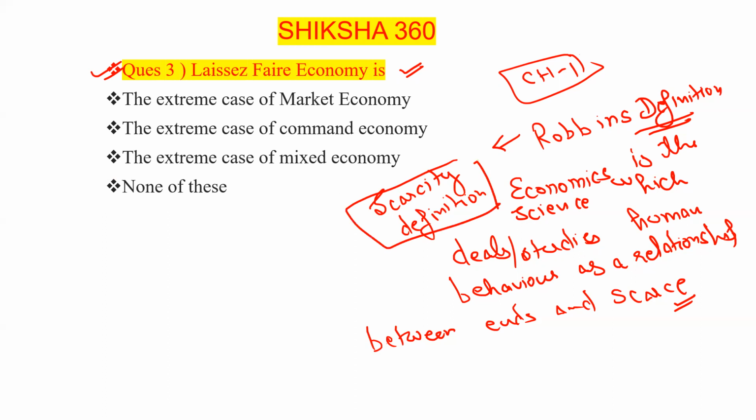There are definitions given by Adam Smith, Alfred Marshall, and Robbins, three definitions. The definition given by Lionel Robbins is the scarcity definition. This is one of the questions they have asked, and the second question is laissez-faire economy. Both these questions are already discussed in the class. 40 questions of chapter number 1 are provided to you in the Telegram group. You have to go through all the questions after going through the video and the slides.